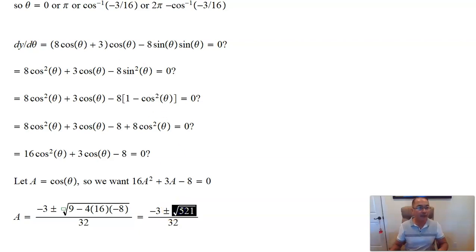And let's see, how much is radical 521? It's approximately 22. Okay, so we will either add or subtract this much. Positive 22 minus 3 is about 19 over 32. That's between minus 1 and 1, so that's valid. Okay. Minus 22 something, minus 25, still smaller than 32. So both solutions are acceptable. Okay. Both are acceptable.